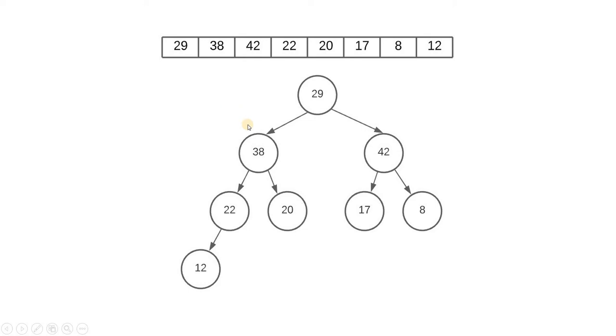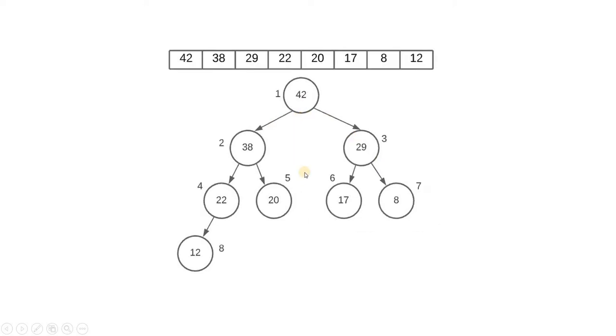Now we have one final step to carry out. We need to swap 29 with the larger child node, and then we get the max heap. So 42 is the larger one, so we'll swap 42 and 29. And here we go, here is our max heap. I left these numbers over here just so you would know the order, so that you don't get confused. 42 is the first node, 38 is the second, 29 is the third, then we begin from here, 22, 20, 17, 8, 12.